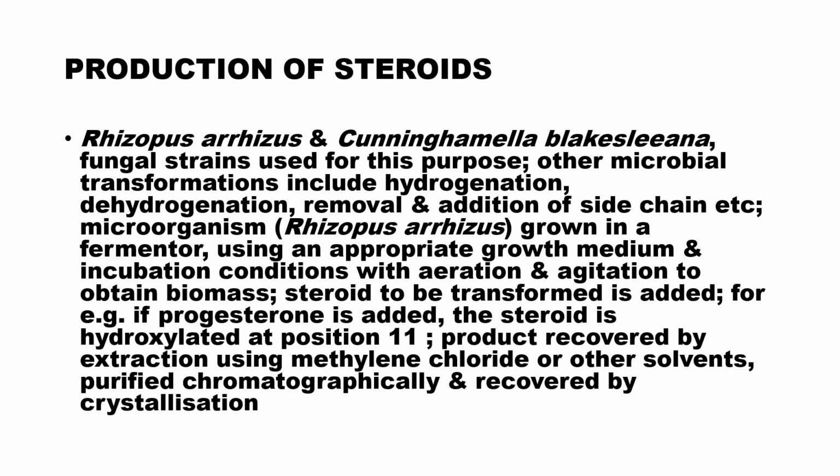Now, for example, two organisms you can see, Rhizopus arizus and Cunninghamella blaxliana. Very difficult to pronounce, and be careful about the spelling as well. Rhizopus and Cunninghamella. Rhizopus arizus and Cunninghamella blaxliana. So they are two fungal strains used for steroid production or chemical substitution for the production of steroids.